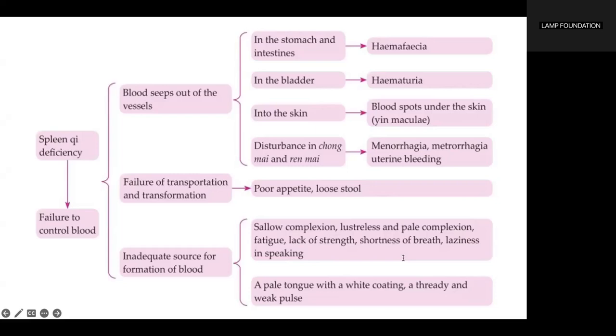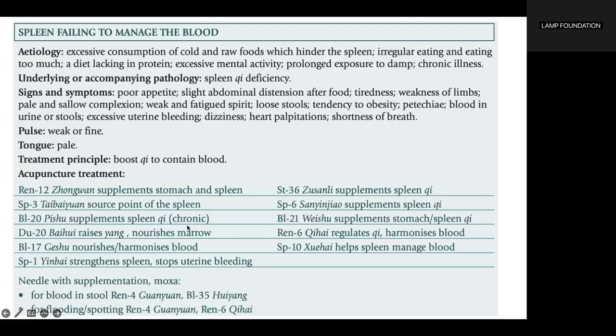The hypofunction of the spleen in transportation and transformation leads to a poor appetite and loose stools. Listlessness, shortness of breath, and inactive talking come from a deficiency of qi of the middle burner. Repeated bleeding causes blood deficiency, which results in a sallow or pale complexion. A pale tongue and thready forceless pulse are the signs of qi deficiency.